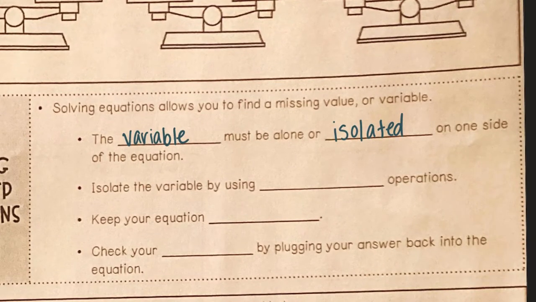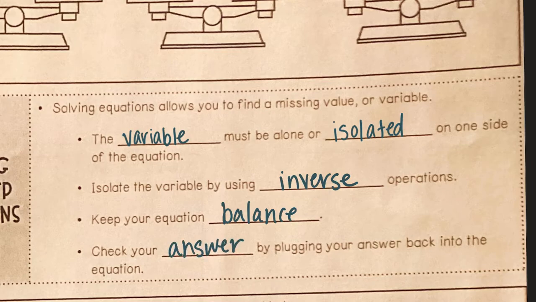Okay, so that's the whole goal, is to get your variable all by itself. You want it to be a loner all by itself. Isolate the variable by using inverse operations. Remember, inverse kind of means to undo or the opposite. Okay, and then it says keep your equation balanced. So whatever you do on one side of the equation, you have to do on the other, which we'll show here in just a moment when we start solving them. And then you have to check your answer by plugging your answer back into the equation.